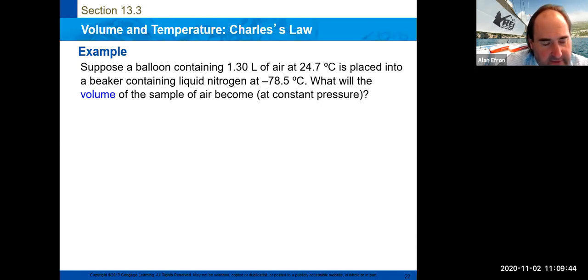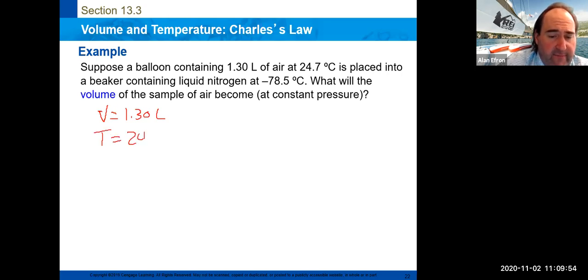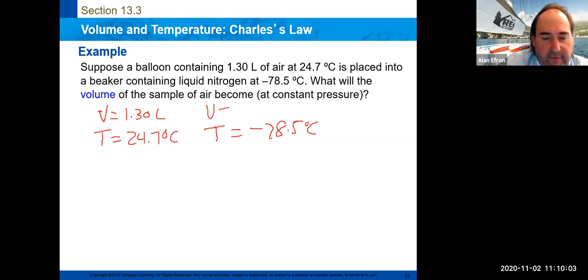So again, here we have a few different gas laws to choose from. If we pull out the information, we have a volume that's 1.3 liters. We have a temperature that is 24.7 degrees Celsius. We have another temperature that's actually minus 78.5 degrees Celsius. And we are looking for a volume. So hopefully very quickly, you see Charles' law here. We got two volumes, two temperatures. So this is definitely probably what we want to use, our V1 over T1 equals V2 over T2.